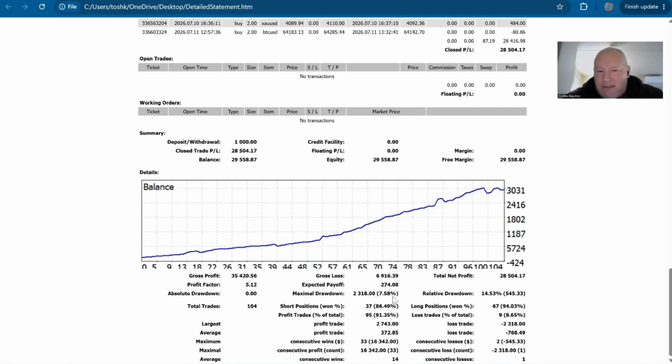So as you can see, the maximum drawdown for me was 7.58%. This is a live account. See, that's the reality. It's not fancy. It can't be zero. Relative drawdown, $545.33. Trades in total, so I made 104 trades during this period for these 9 days, I think. Short positions won 86% of them. Profit trades 91.35%. So basically, this is my profit percent. 91% of the time I was right when I took these trades.